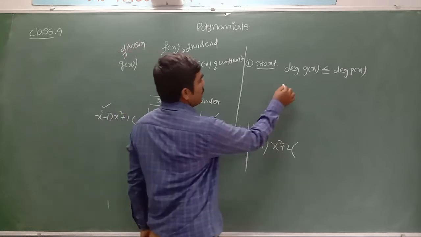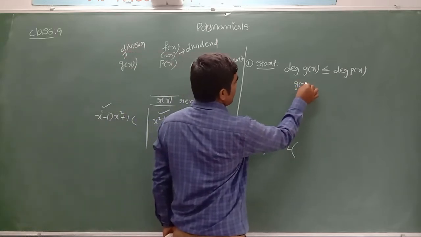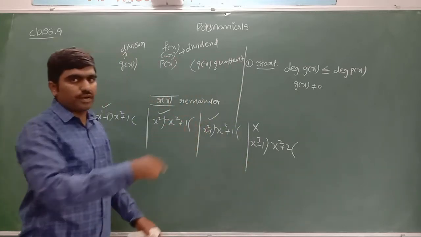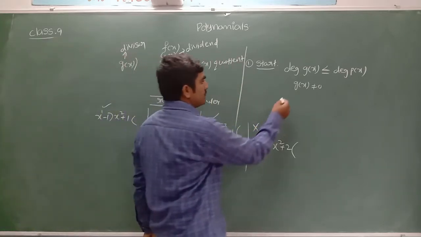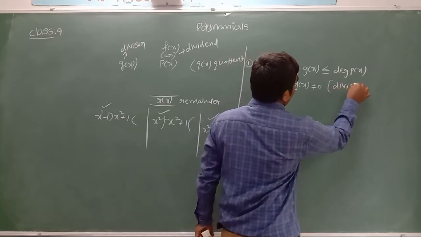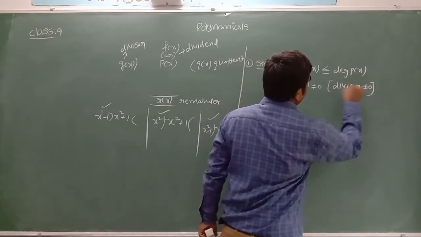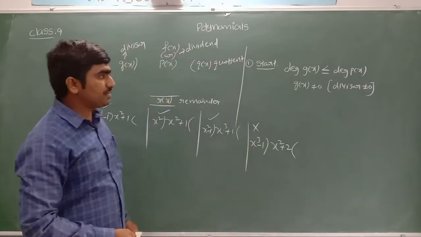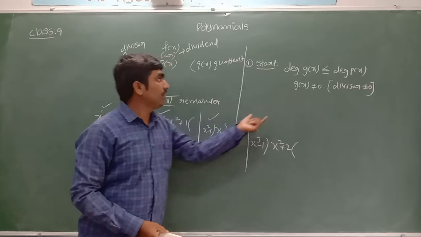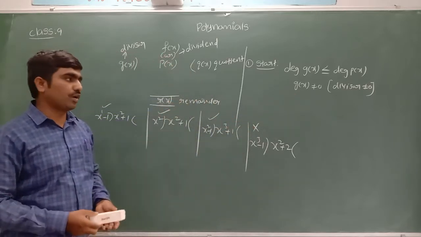Then make sure that g of x is not equal to 0. So what is g of x? Just now we observed numerically also. g of x is nothing but the divisor. Make sure that the divisor is not equal to 0. Why? Because something divided by 0 is undefined. So these are the conditions we need to check before starting the long division.